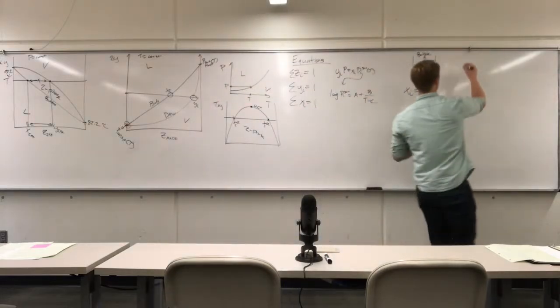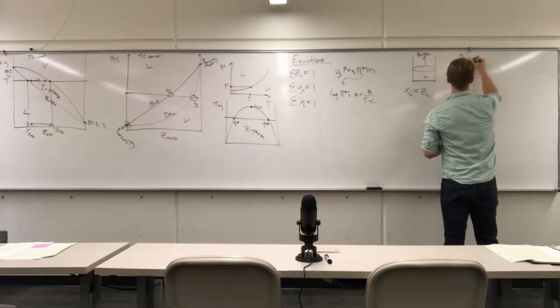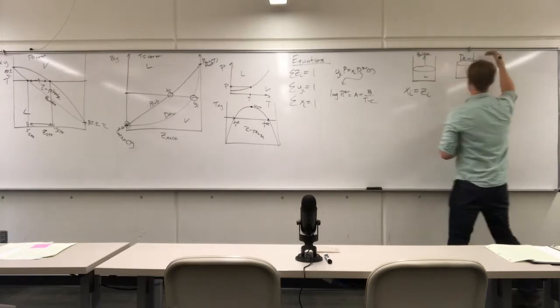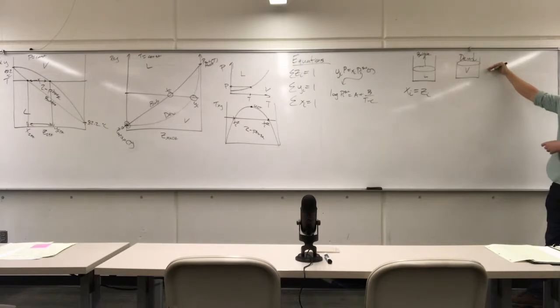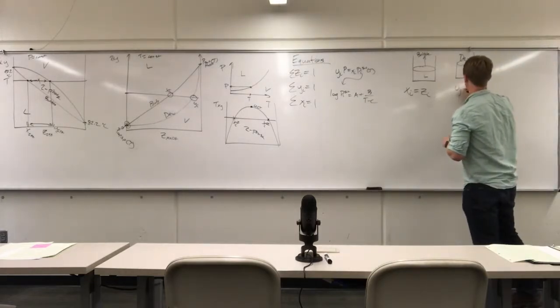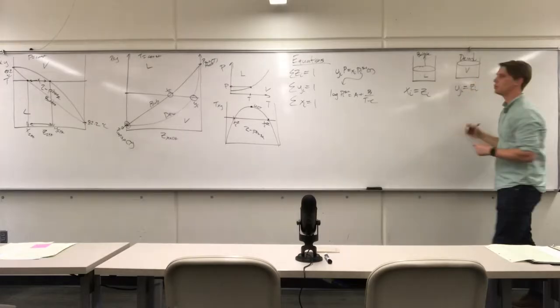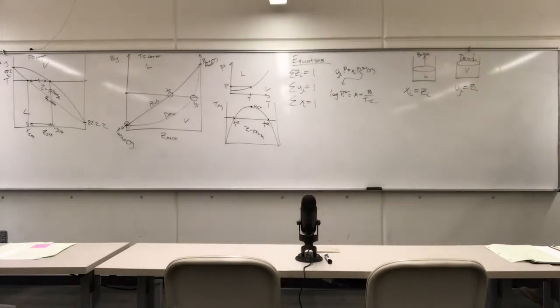For the dew curve, it is the opposite system, where I have a vapor and I'm pressurizing it, or I have a vapor and I'm cooling it. It's exactly the same approach as the bubble point, but it's flipped around a little bit. In this case, the mole fraction of the vapor phase is equal to the total composition. That is the only thing that I need to do.